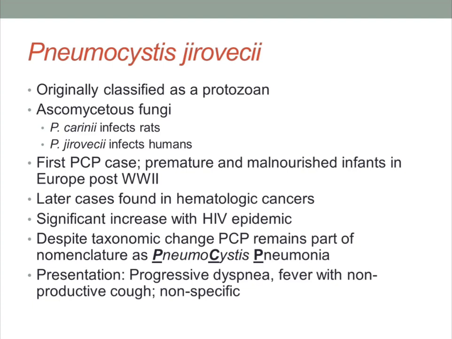The first case in humans was actually reported in World War II in malnourished infants. Later we started finding cases in patients with hematologic malignancy. Obviously, with the AIDS epidemic, there was a huge explosion in cases and a better characterization of the disease itself. The classic presentation, which I think is best described in HIV, is a progressive subacute to chronic infection with dyspnea, fever, and non-productive cough, very non-specific symptoms.